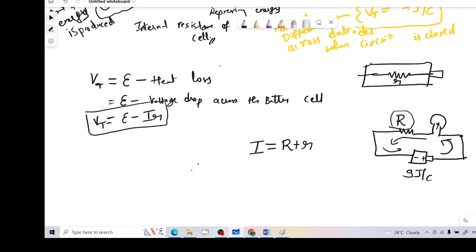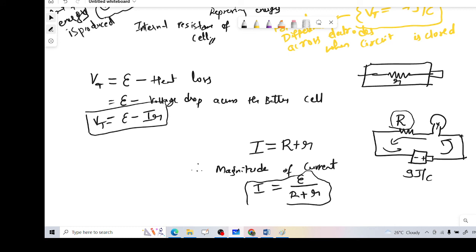So this is the magnitude of the current. We know that I is equal to V by R. So instead of V, I will take the EMF value, so that is E by R plus r. So this is the magnitude of the current.